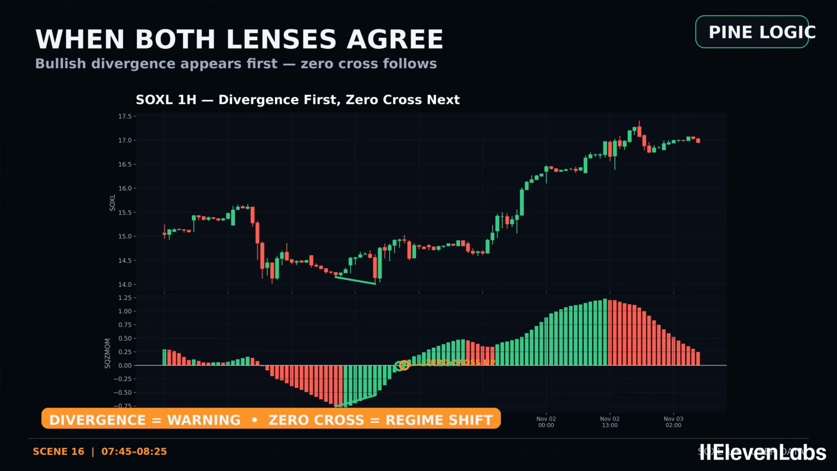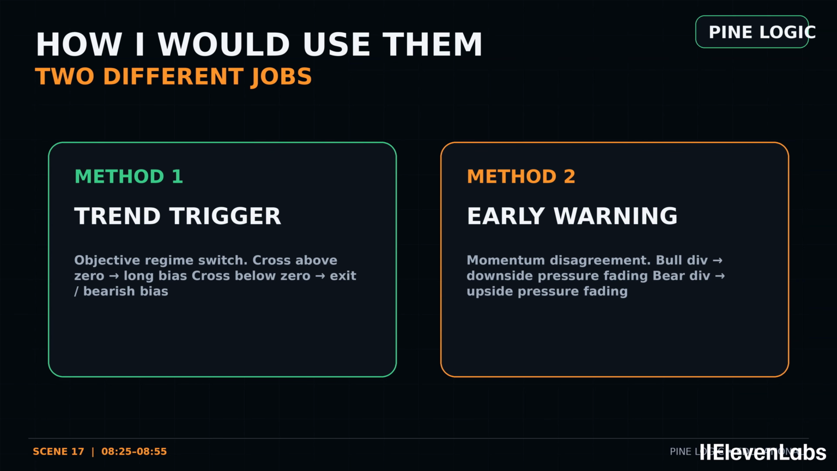So the next time you load squeeze momentum, look beyond the usual squeeze release setup. Method 1. Treat the zero line as a momentum regime boundary. Method 2. Compare price extremes with the histogram for confirmed divergence. Neither is magic, but both reveal information that is easy to miss when you only stare at the bar colors. This is Pine logic. Build it, test it, trade the logic.